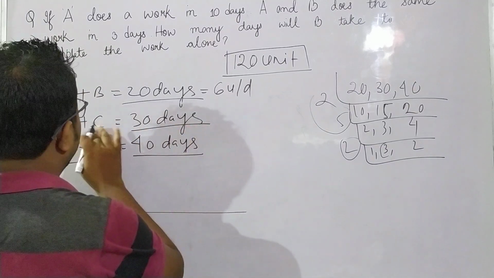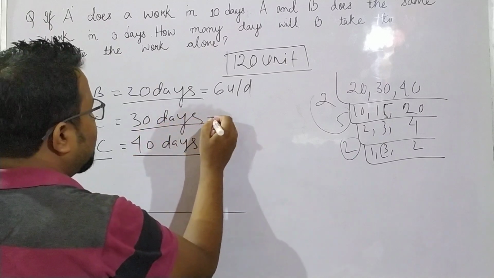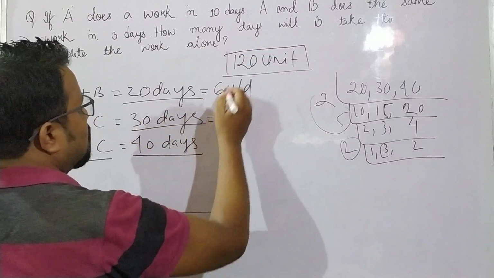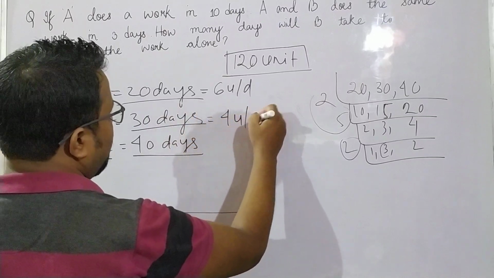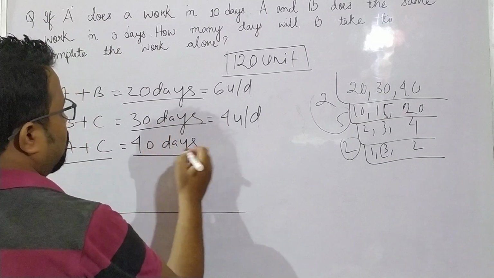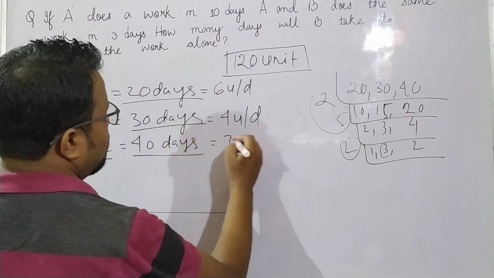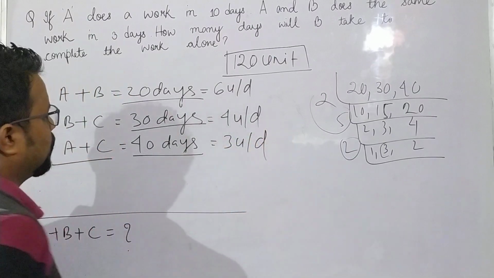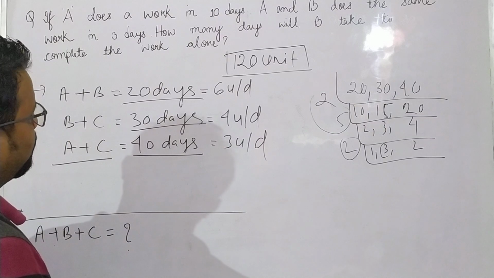Again, B and C can do the same work in 30 days. So what is the 1 day's work of B and C? It is 120 by 30, which is 4 unit per day. Again for A and C, it is 3 unit per day.